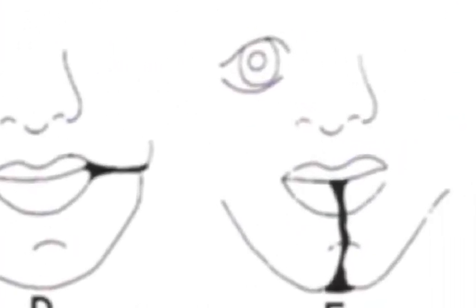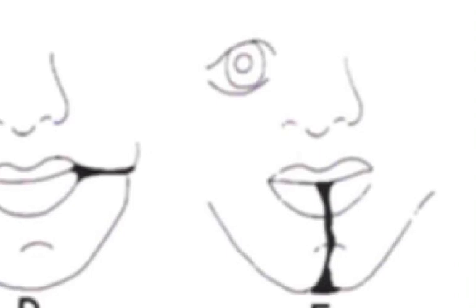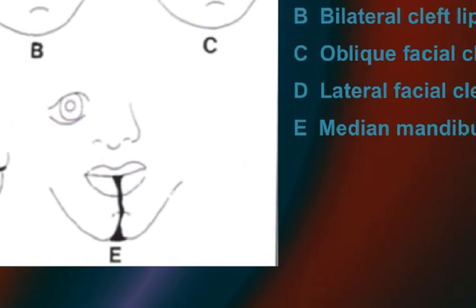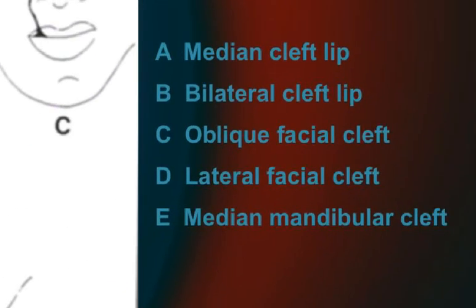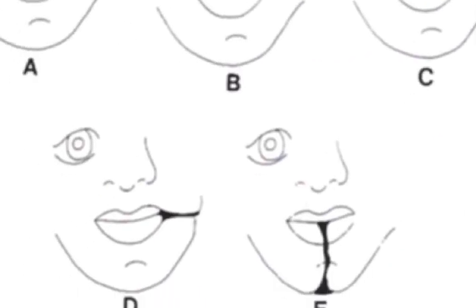Now this cleft is failure of fusion between maxillary process and mandibular process. This is called lateral facial cleft. This leads to enlarged oral cavity. They call it macrostomia. Here, failure of fusion between mandibular process and mandibular process in the midline area.